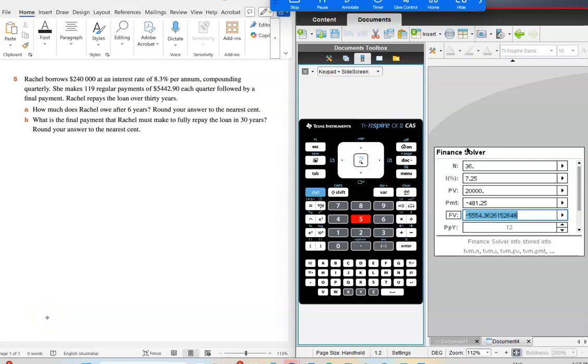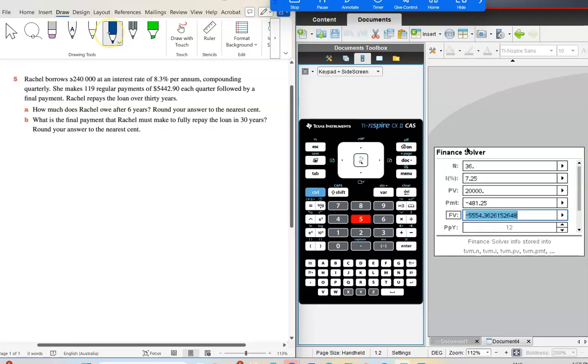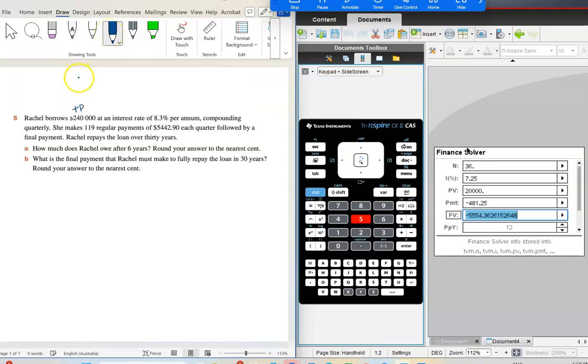Okay, so we've got Rachel borrows 240,000 at an interest rate, because she's borrowing, so that is going to be a positive PV, at an interest rate of 8.3% compounding quarterly. So PPY is going to equal 4. She makes 119 regular payments, one each quarter, followed by a final payment.